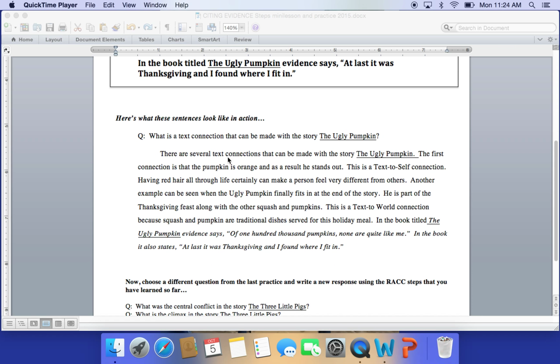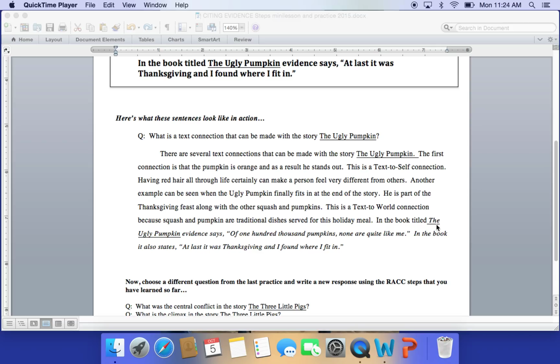Down below, I gave you the exact example we've been working with so far. And we've got the R and the A part of your paragraph. You've got the restating for your topic sentence. You've got the answer that we worked on last time together. And part of the answer was to explain a text-to-self connection and a text-to-world connection. So I need to provide two pieces of evidence that support the text-to-self and one that supports the text-to-world connection.